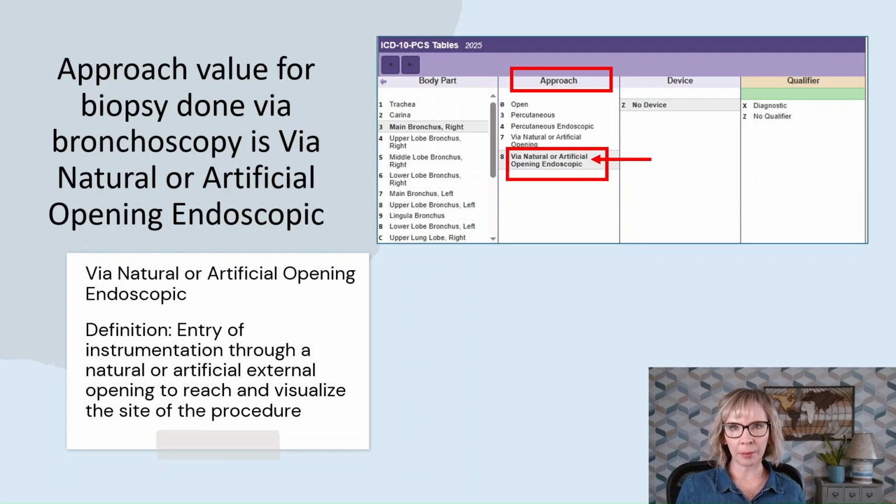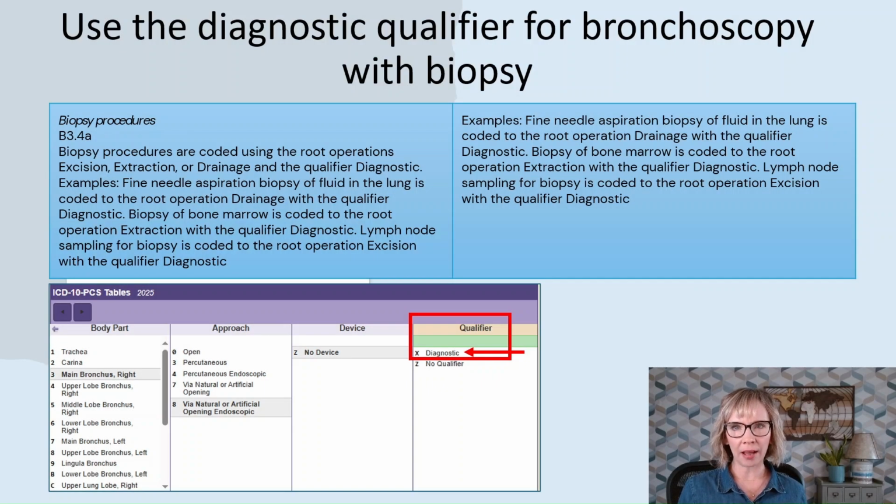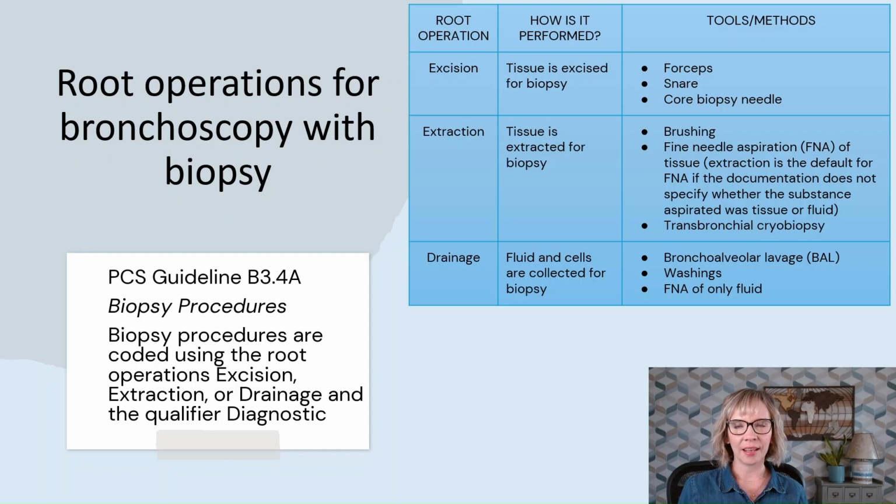Because a bronchoscopy procedure is performed using instrumentation through the nose or the mouth to reach and visualize the site of the procedure, the approach for bronchoscopy procedures is via natural or artificial opening endoscopic. As is the case with all biopsy procedures, biopsies performed during a bronchoscopy require that the PCS code include the diagnostic qualifier. When coding bronchoscopy biopsy procedures, you will need to determine the appropriate root operation to use.